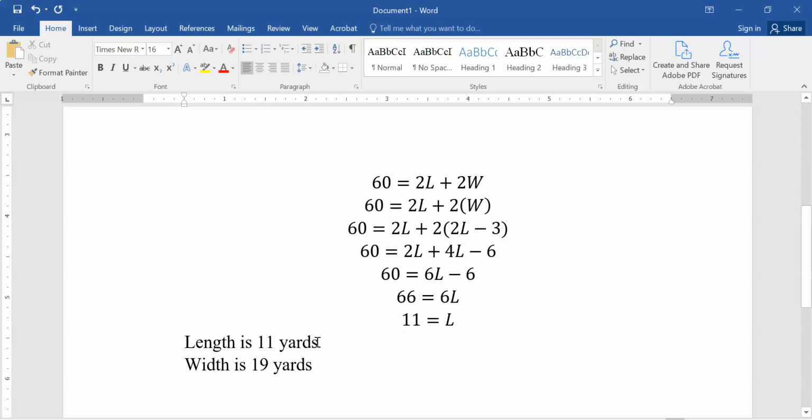So that's the idea. By the way, you can double check that when you put it into this formula, if you take 2 times 11 plus 2 times 19, you should end up with a 60. And sure enough, you do. Now we've almost solved the problem.